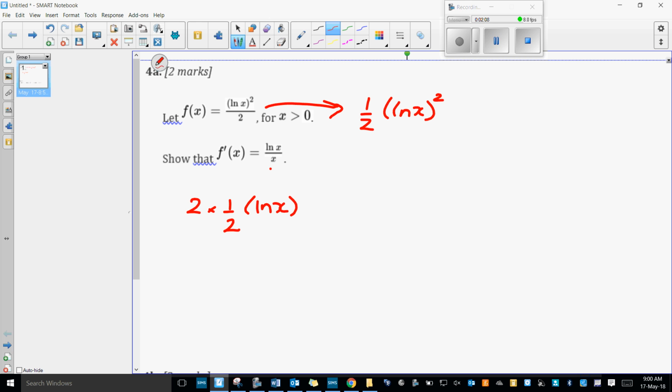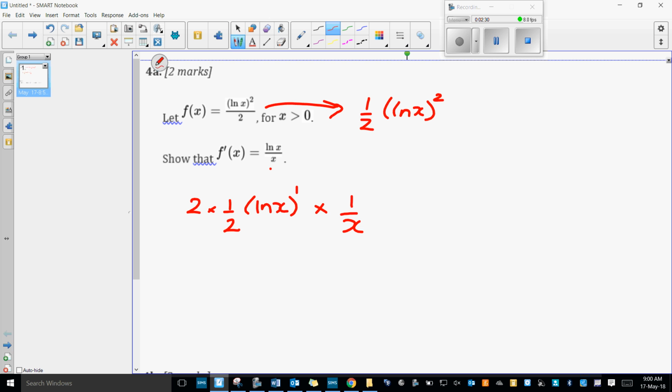And then what do we have to do? We have to multiply by the derivative of this. And what's the derivative of ln x? Okay, remember, look in your formula booklets, it's in there, yeah? Alright, so that's our working step. I'll just pause.